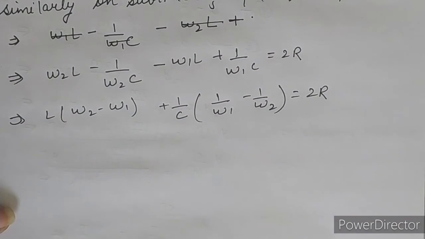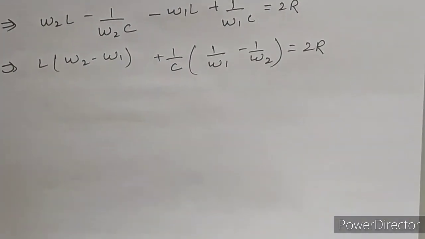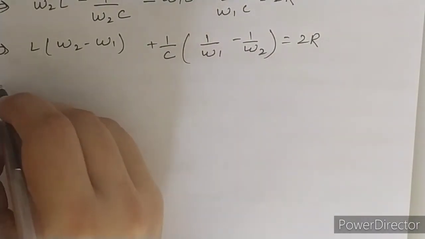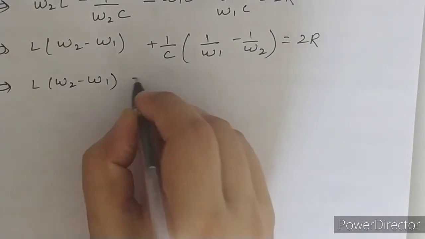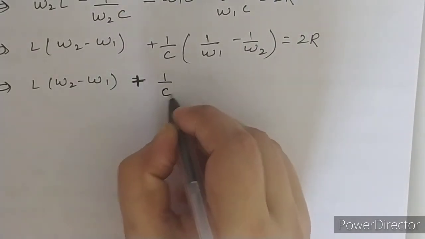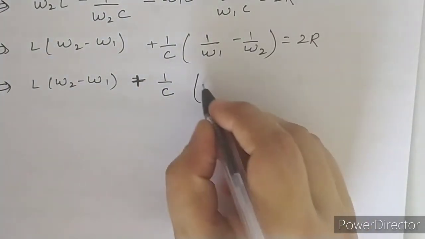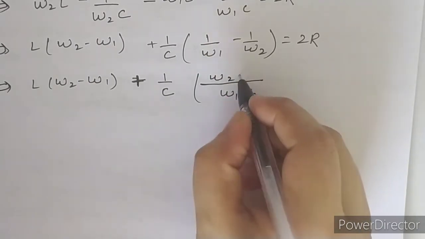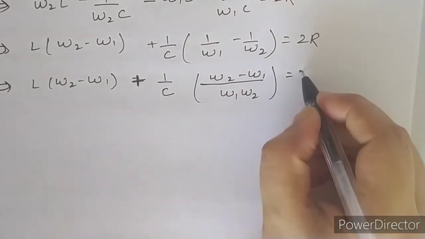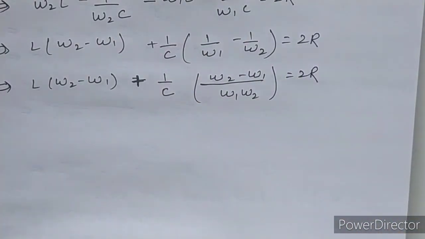Okay, I am just taking the LCM of this equation, then I got L(omega 2 minus omega 1) plus 1 upon C, omega 1 omega 2 as LCM, (omega 2 minus omega 1) is equal to 2R. Okay, any problem?